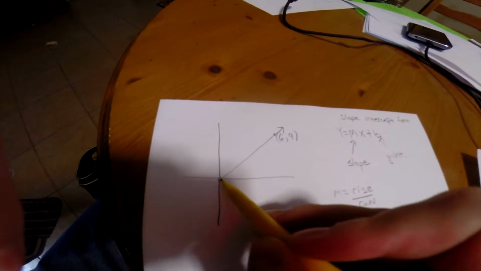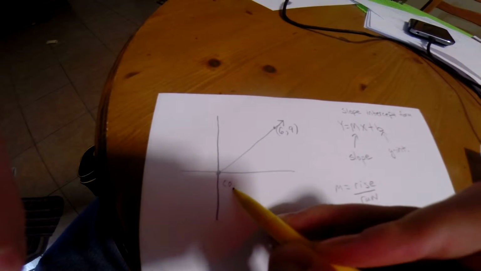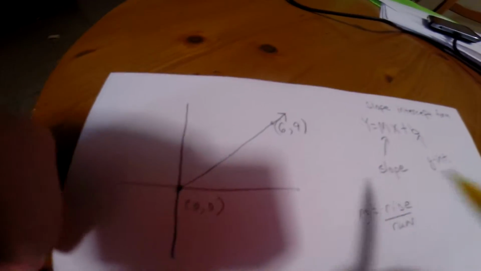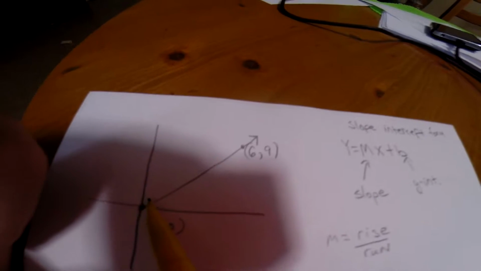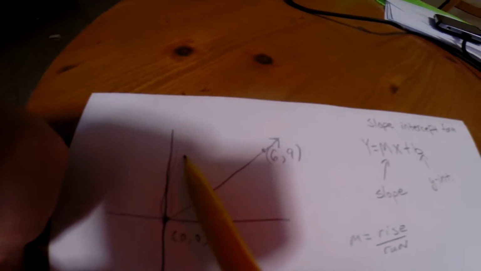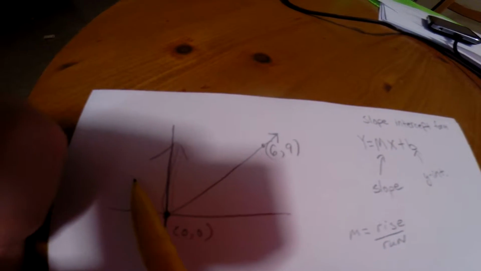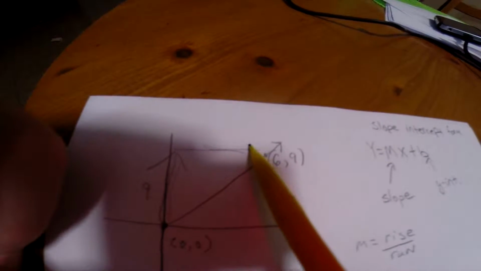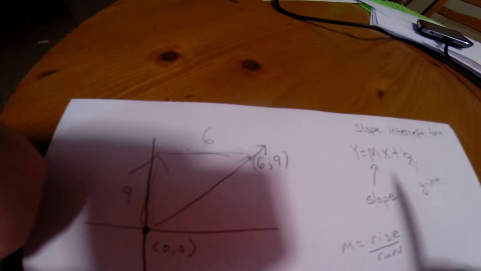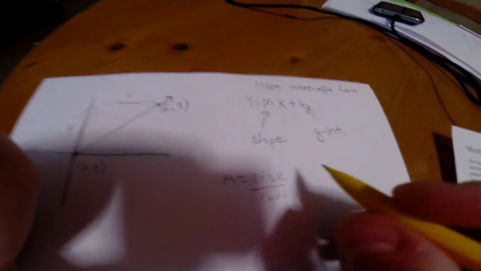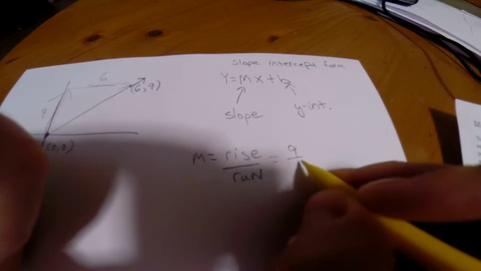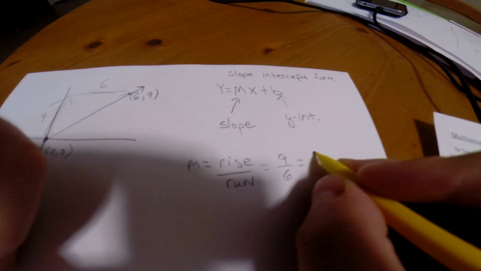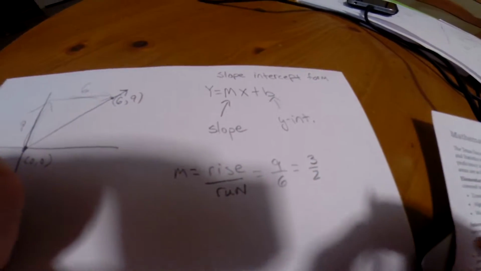All right, so if I'm starting here, and by the way, this point is (0, 0), though not written, it is implied that it's (0, 0). The rise over the run is what? Well, I'm rising how much? I'm rising 9, and I'm running 6. So the slope is 9 over 6, which reduces to 3 over 2.